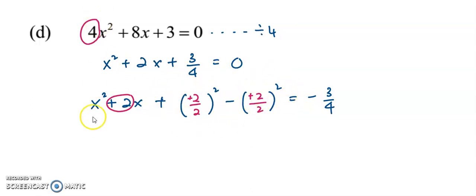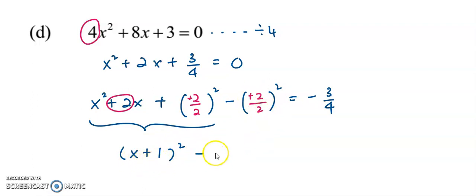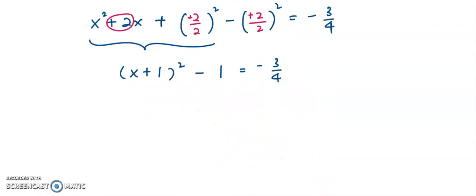Okay, after that, considering these three terms can be factored into the form of x plus 1 because positive 2 divided by 2, you get positive 1. All right, put a positive 1 here. You got x plus 1 squared. And this is having the 1. You got a negative 3 over 4 at the right side.